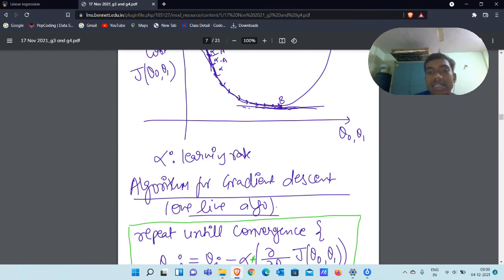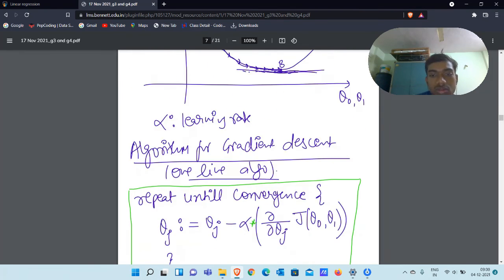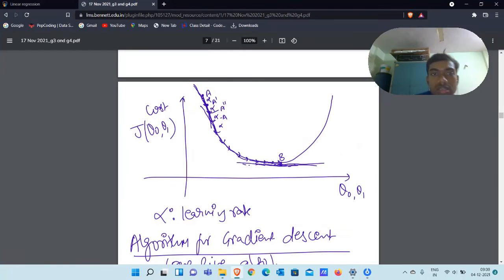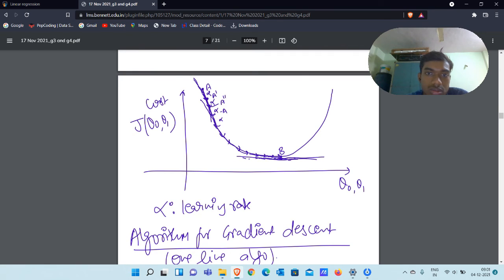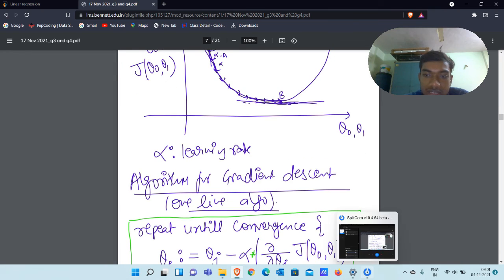Now the algorithm for gradient descent on one line. We'll be using convergence. When the cost function is converging, it means the slope is changing from negative to positive or positive to negative. So when the slope is changing from negative to positive, we say it is converging. We'll go with the formula and derive it.